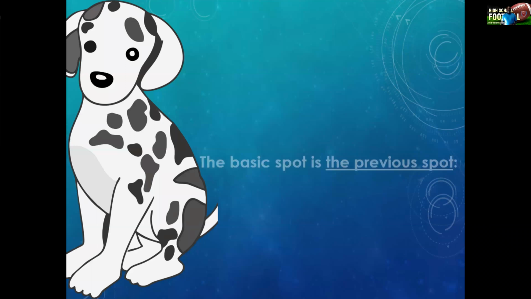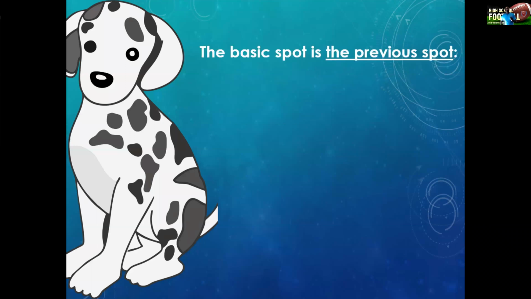Okay. The basic spot is the previous spot. Here we go. So the basic spot for a run play is the end of the run. Right? We look at 3 different ways for that. But let's just make it simple. Where you got tackled, right? Where you got down, that's the basic spot for a run. All the other stuff we can go over when we get to the other courses. Right? So the basic spot is a previous spot for.